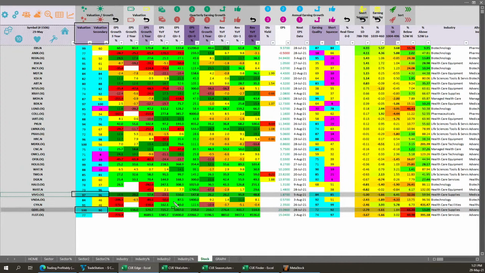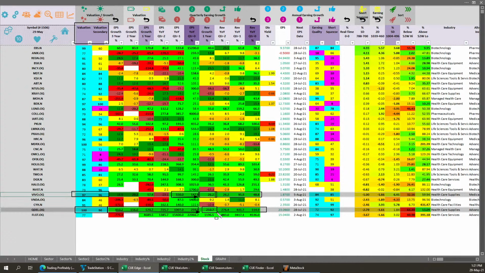Both are cyan color. High earnings growth in multiple quarters, and QDEL is exceptionally strong. 3 quarters, 3 years, very high earnings growth. QDEL. Vivo last 2 quarters, very high earnings growth. Also going up. Now, not only that, why I chose these two, both of them have high revenue growth in the last 3 quarters and the last year as well.